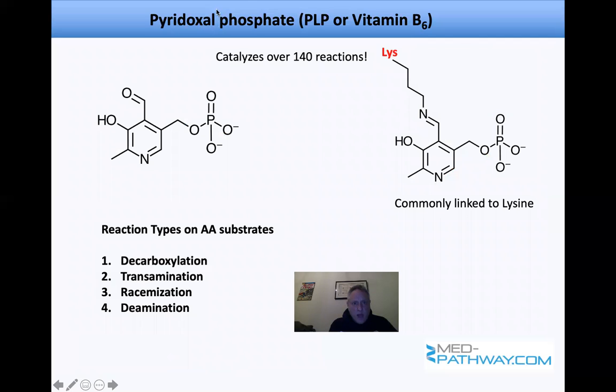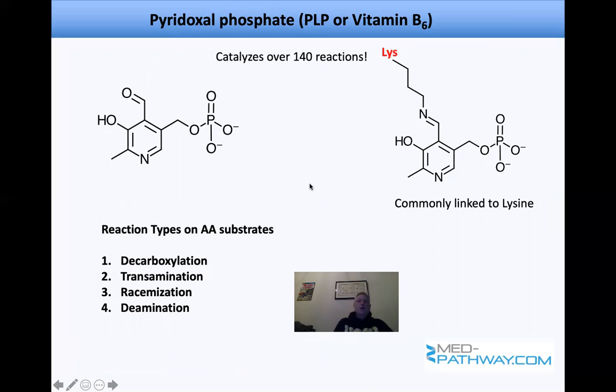The pyridoxal, the -al means aldehyde. Here you see the aldehyde group here. This is an amazing cofactor, or vitamin B6, that catalyzes hundreds of reactions. And what you see on the right panel up here is that this aldehyde links to an enzyme's lysine residue to generate a Schiff base, also known as an imine.